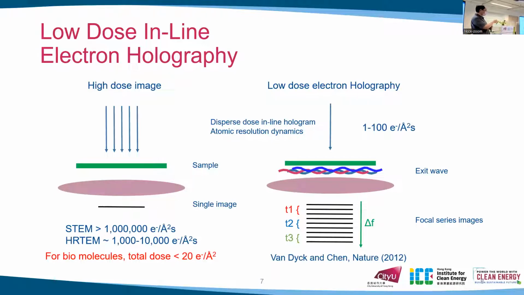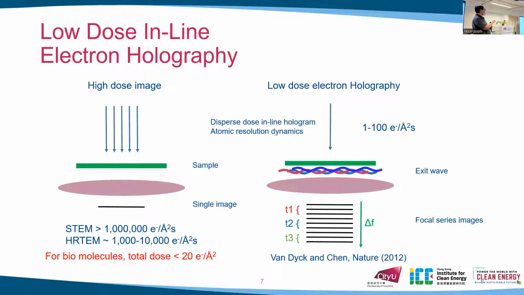So here, Professor Chen proposed another method called low-dose electron holography. Here we are not looking at a single image. We are interested in the exit wave. For TEM images, we view the electron as a wave. The exit wave is the wave at the exit plane of the sample, and this wave includes 3D information of the atoms of the sample.